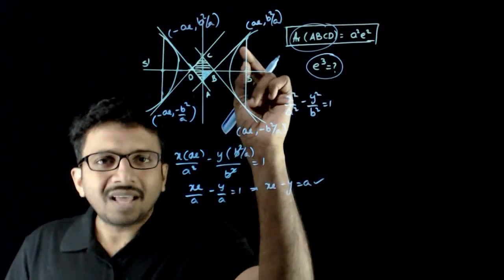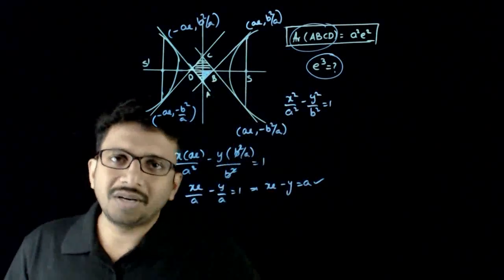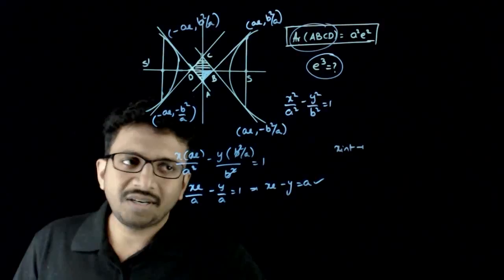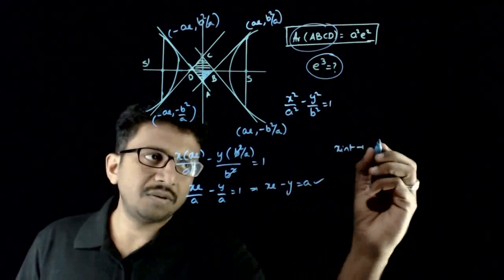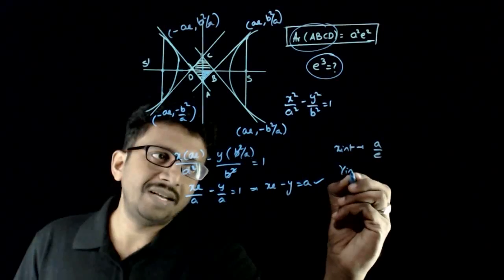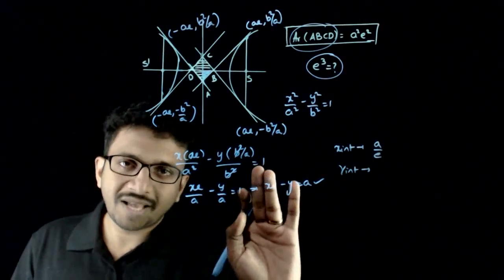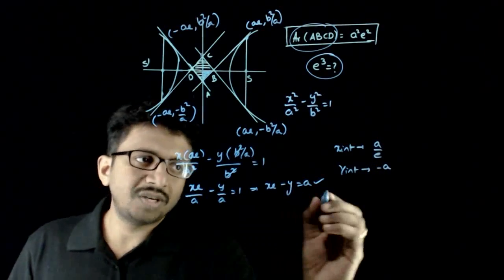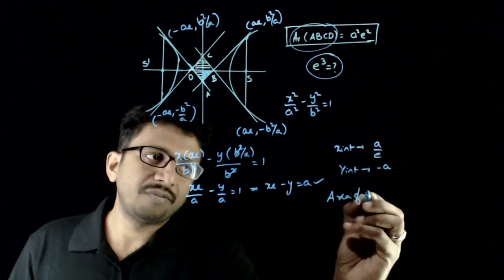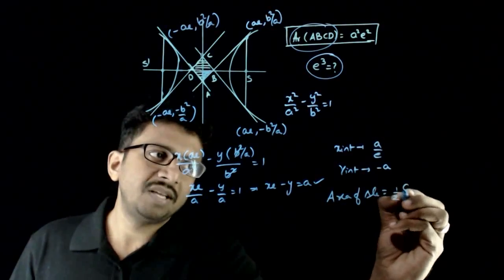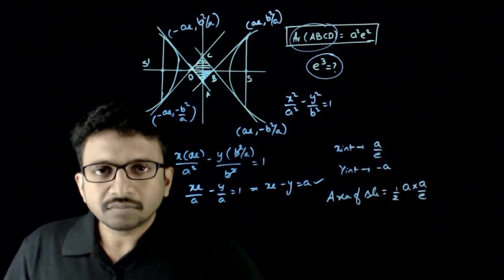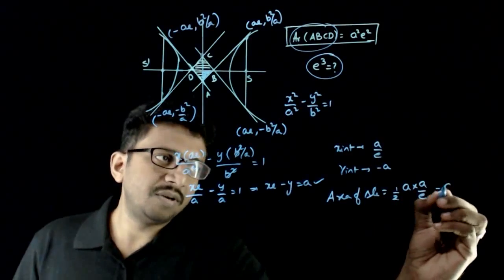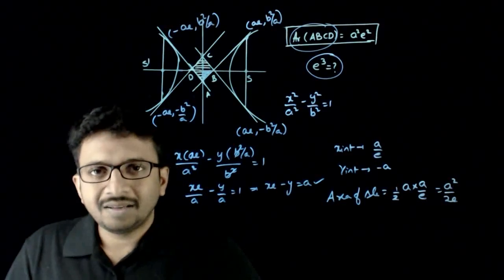Now I want the area of the triangle formed by this tangent with the coordinate axes. So what is the x-intercept? The x-intercept of this tangent can be found out by putting y is equal to 0, so that is a by e. What is the y-intercept? The y-intercept can be found out by putting x is equal to 0, that is minus a. So what is the area of the triangle? Area of triangle is nothing but half times the x-intercept times the y-intercept, mod of that. That is equal to a square by 2e. That's the area of the triangle.